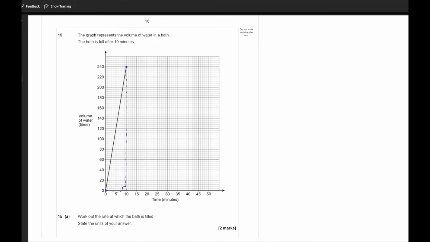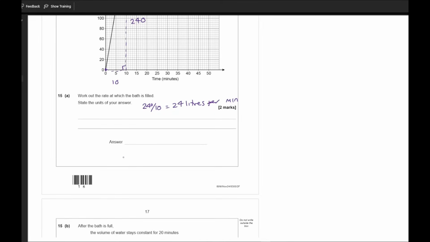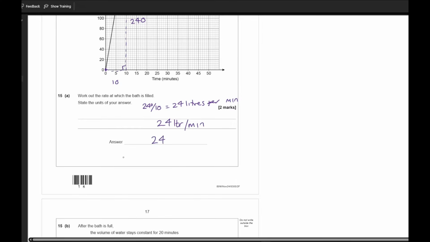It's the height of the triangle using the scale, so that's 240, divided by the base of the triangle using the scale. So it's going to be 240 divided by 10, which equals 24, and it's going to be litres per minute. You could also write your answer as 24 litres per minute, or L per min. You can write it like this, or you can write 24 litres per min to the power of -1. Any of those answers, but I would typically go for the first one, but any of those three would be absolutely fine.